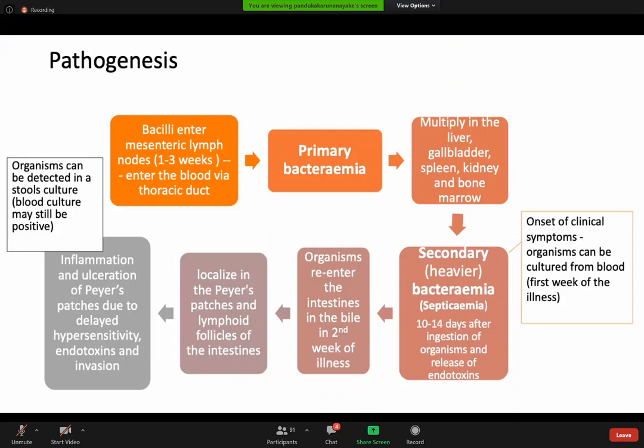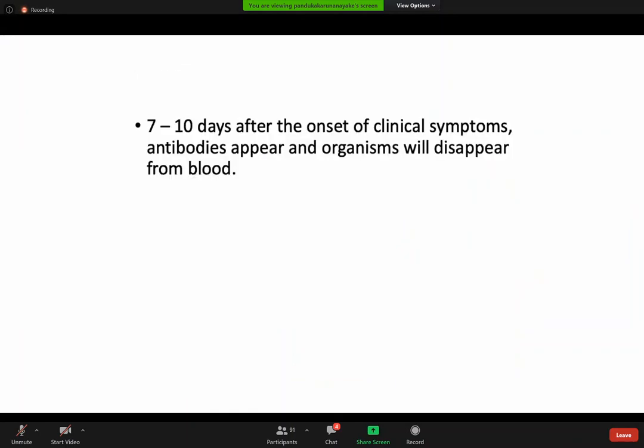So initially, during the primary bacteremia, the patient will be asymptomatic. So no one will know that the patient has the illness. But the secondary heavier bacteremia will cause clinical symptoms. And at that point, which is the febrile phase of the illness, you can isolate organisms in blood. Whereas later, when there is inflammation and ulceration of the intestines, you may be able to culture organisms in stools. About 7 to 10 days after the onset of clinical symptoms, antibodies against the organism will appear, and the organism will therefore disappear from blood. That is why Dr. Nisha said that it is very important to do the blood culture during the first week of illness, because that is the point where you will be able to isolate the organism in blood.